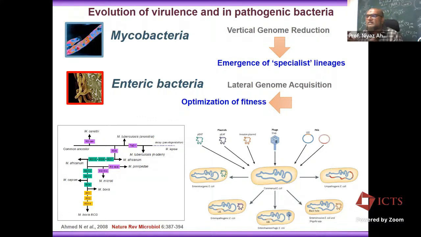Owing to their high propensity to integrate foreign DNA in their own DNA, or their high propensity to undergo genetic recombination, they have been traditionally evolving through horizontal gene transfer or lateral acquisition of the genome.